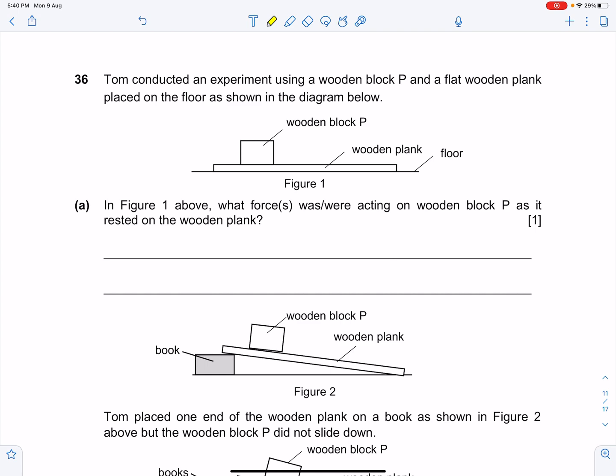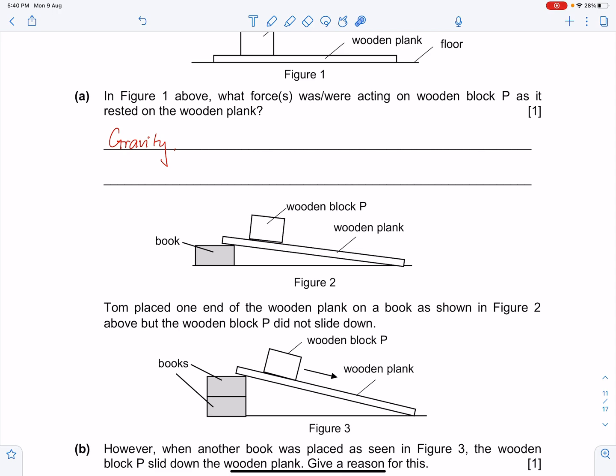Okay, next, question 36. Tom conducted an experiment using a wooden block P and a flat wooden plank placed on the floor as shown below. What forces were acting on the wooden block as it rested on the wooden plank? Now, this is a question on forces, and it is actually a very common question. We need to understand that gravity acts on every single object, and gravity is the same per unit mass on Earth. So the answer, very straightforward, gravity.